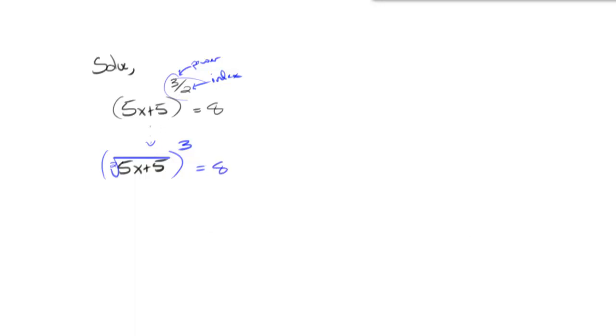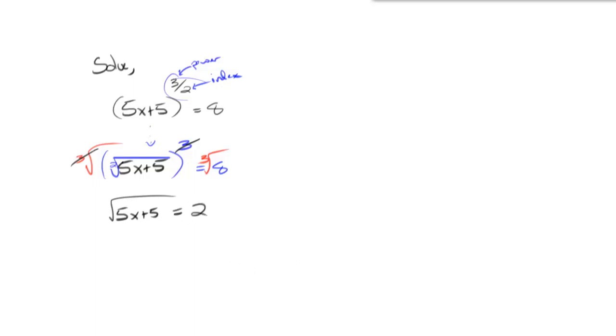The first thing I'm going to do is apply the cube root to undo this cube right here. So I'm going to cube root both sides of this equation. When I do that, what I'll get is the square root of 5x plus 5. Again, cube rooting it has gotten rid of that exponent of 3. Those cancel each other out. And then the cube root of 8 is simply just 2.